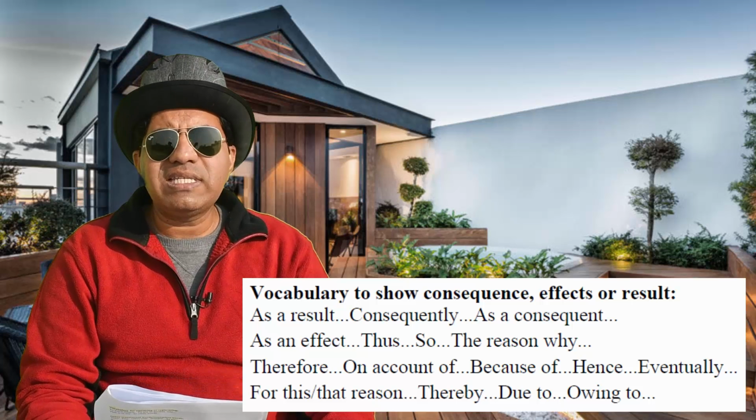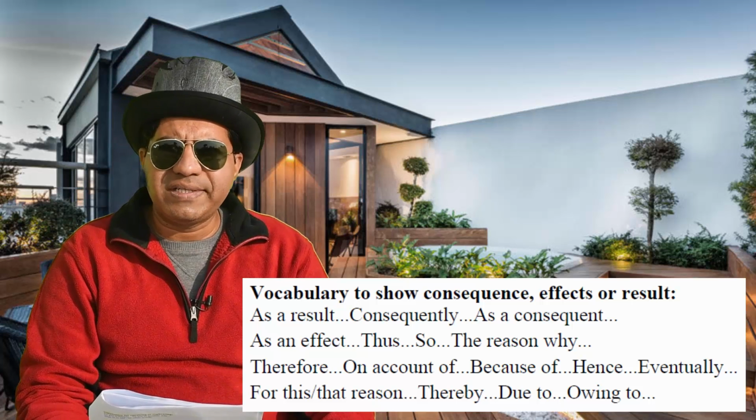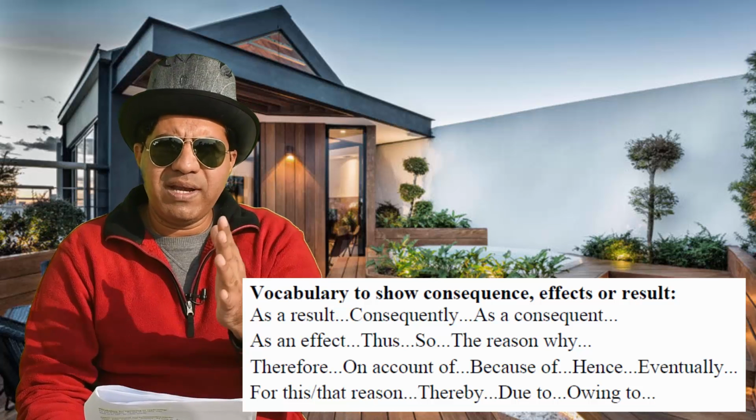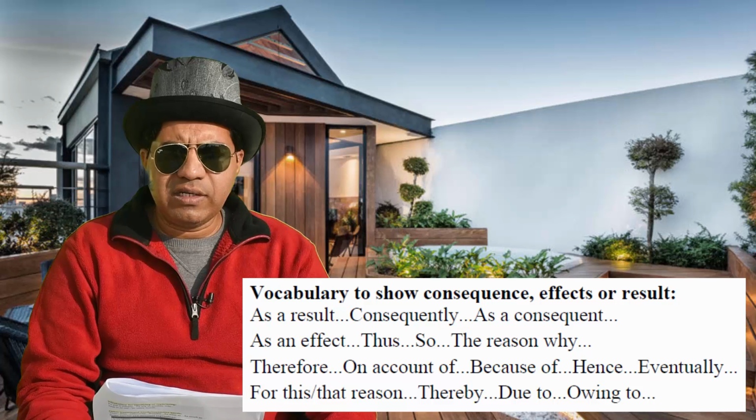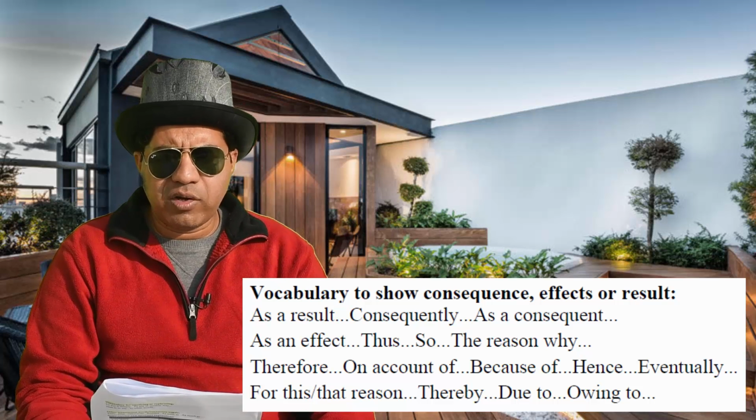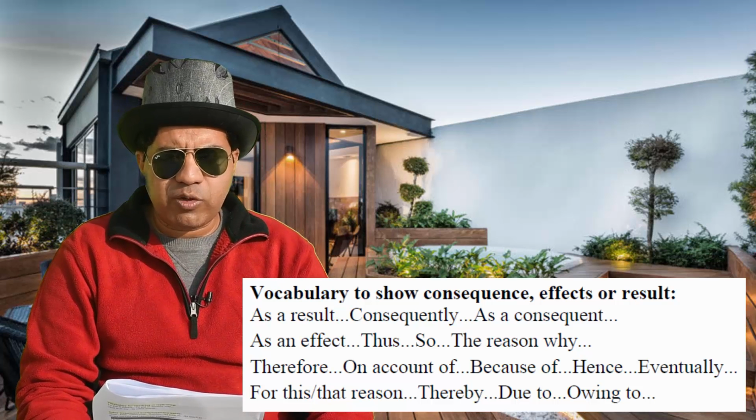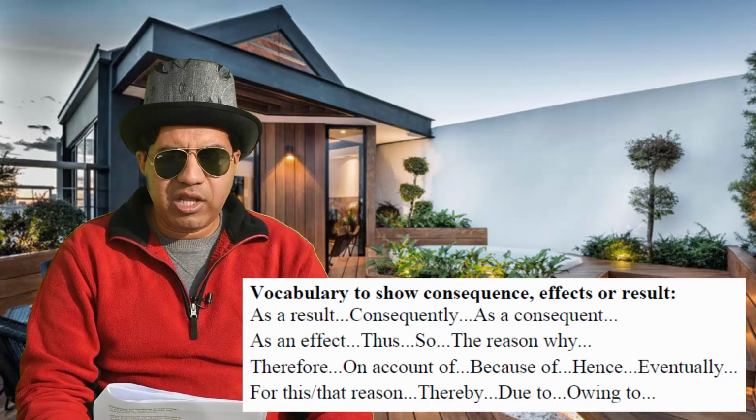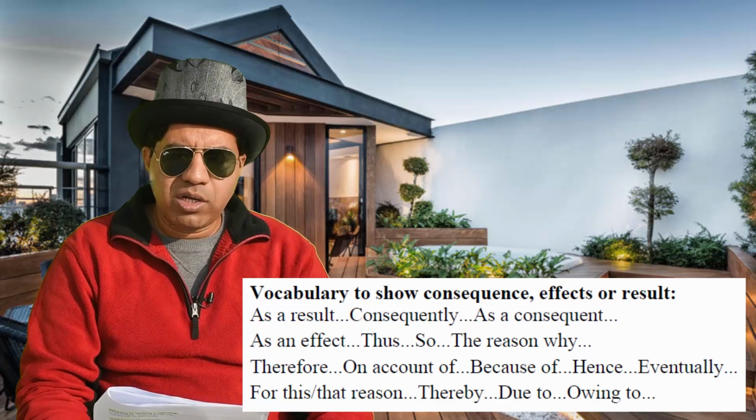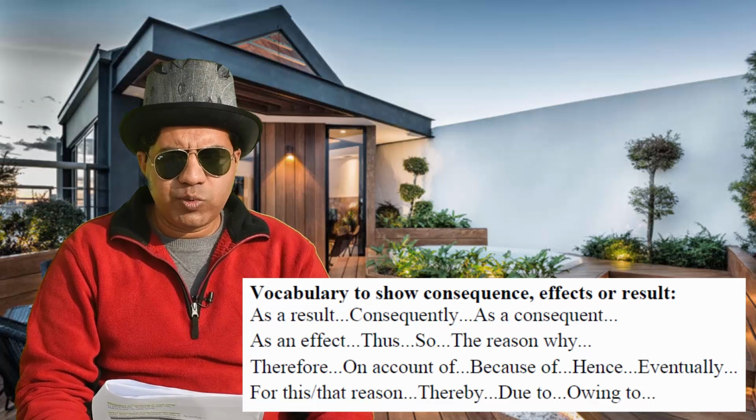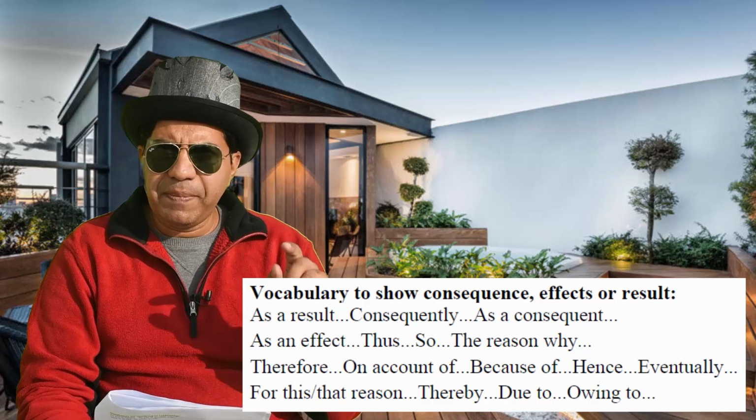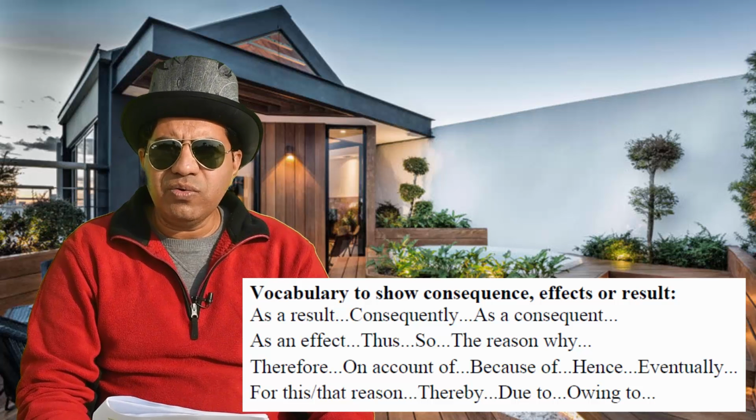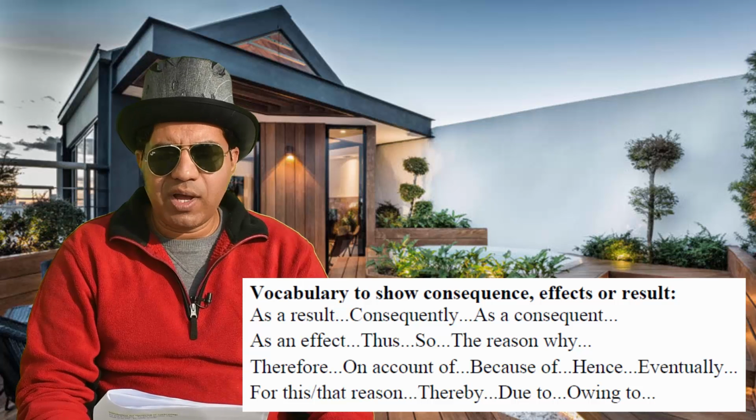Vocabulary to show consequences, effects or result, especially if you're writing a problem and solution essay. As a result, consequently, there should be a comma: as a result, comma, consequently, comma, as a consequence, as an effect, thus, so, the reason why, therefore, on account of, because of, hence, eventually, for this reason or for that reason, thereby, comma, due to, comma, owing to, again, comma.